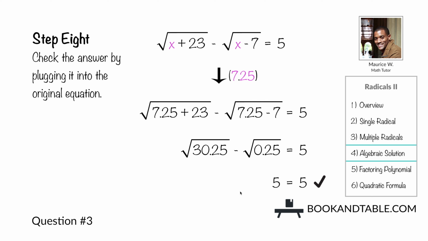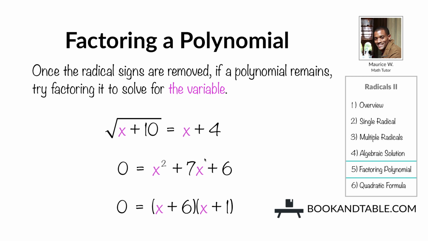So that is how you would go about removing the radical signs from an equation and then solving for x algebraically. But if x appears more than once after the radical signs are removed, then we'll need to solve by either factoring the resulting polynomial or by utilizing the quadratic formula, which we'll get to next. But let's first discuss factoring.